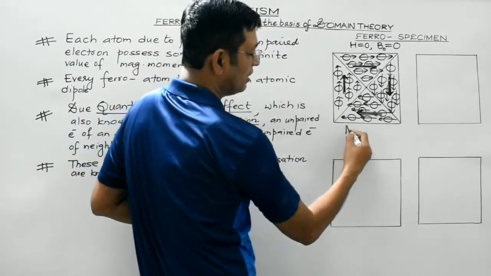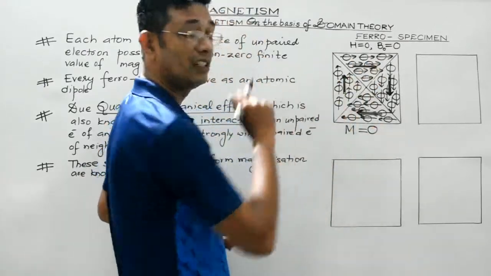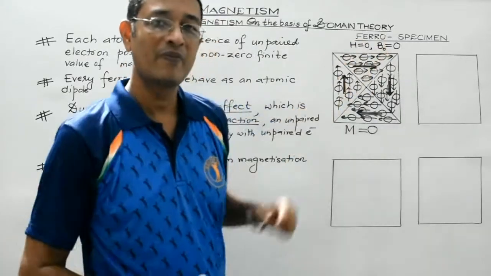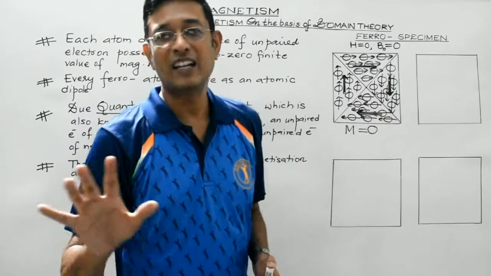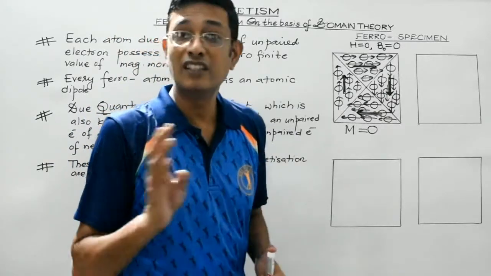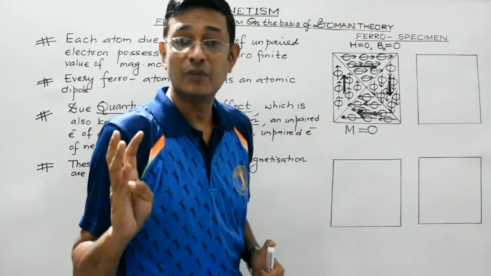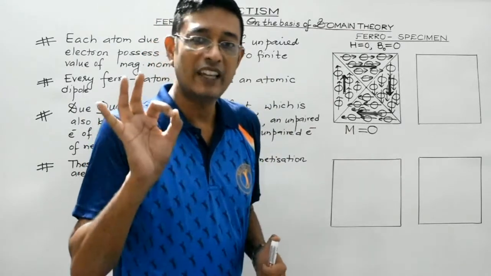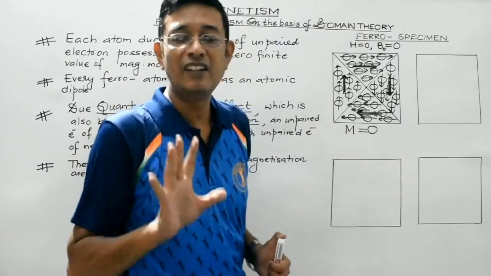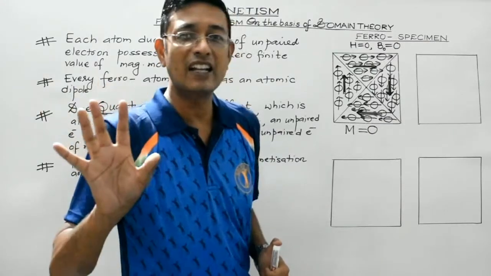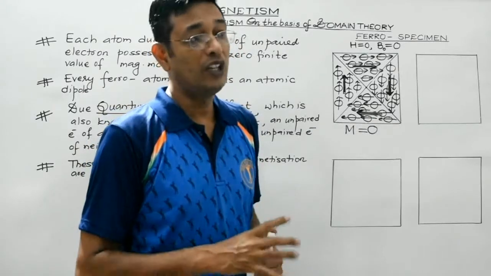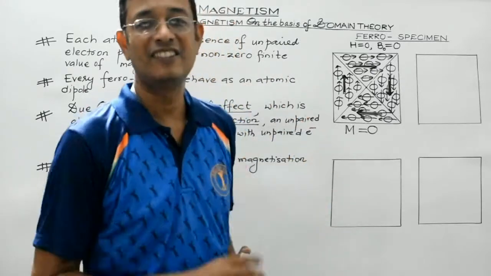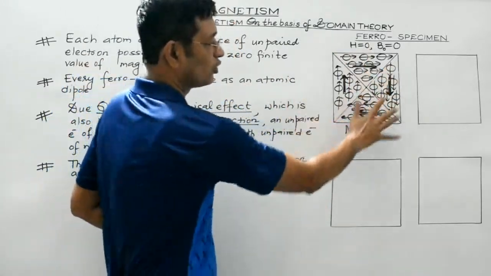So the net magnetic moment of a ferromagnetic material in the absence of an external magnetic intensity or external magnetic field will be 0. In this respect, students, all the magnetic materials are the same, whether it is a diamagnetic material, a paramagnetic material, or a ferromagnetic material. In the absence of external magnetic intensity or external magnetic field, the net magnetic moment of any magnetic material is always 0. It is only when the magnetic materials are placed under the influence of some external field that they get magnetized. So, I hope you have understood this concept.